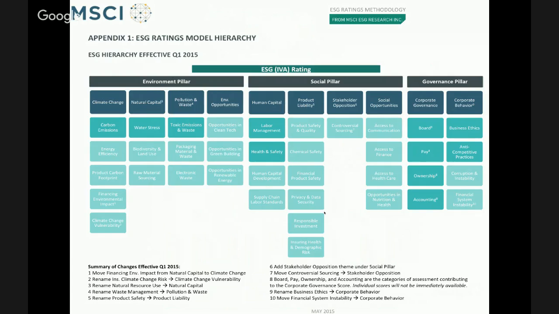Right. And then the ones in a darker turquoise here, like carbon emissions, water stress, toxic emissions, labor management, health and safety, board pay, ownership, accounting, business ethics, and anti-competitive practices, are supposed to always have a key issue score, regardless of the industry. However, they may not be given a weight. So a company could score really high on water stress, and that score may not mean anything because water is not a big impact of the company. There's not a huge benefit or negative impact, a risk, as we phrase it, related to water stress.